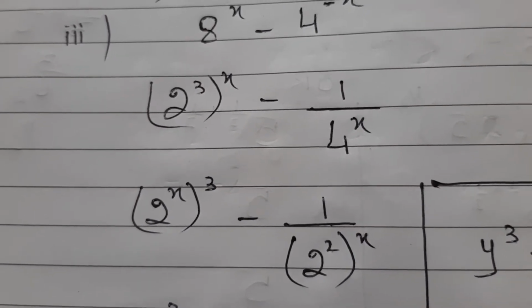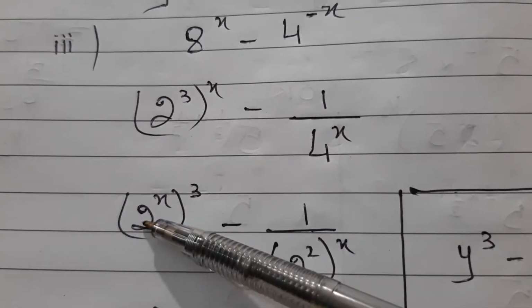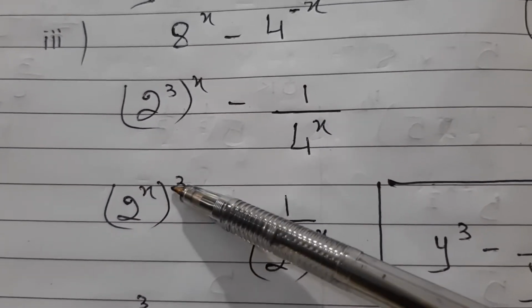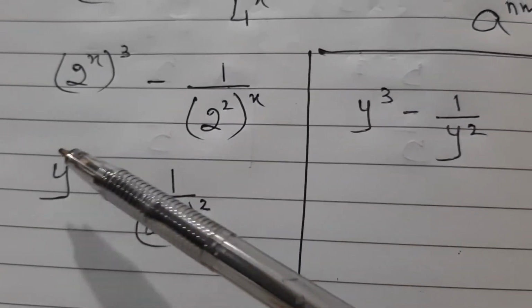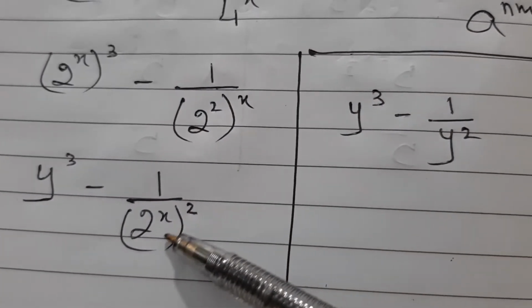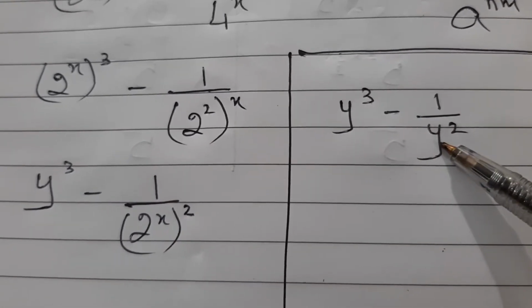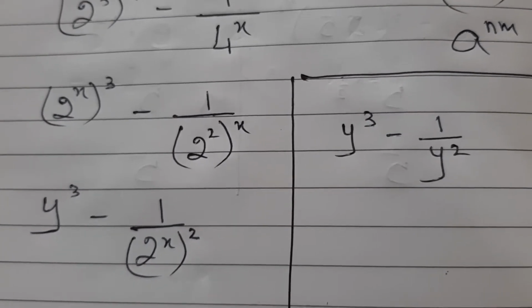And here I am switching this thing because 2 power x equals y. So I want to write it like this. Now this will become y cube. And when I switch here like this, here y cube minus 1 over 2 power x power 2, so it will become y square. So this is how you will change the expression in terms of y.